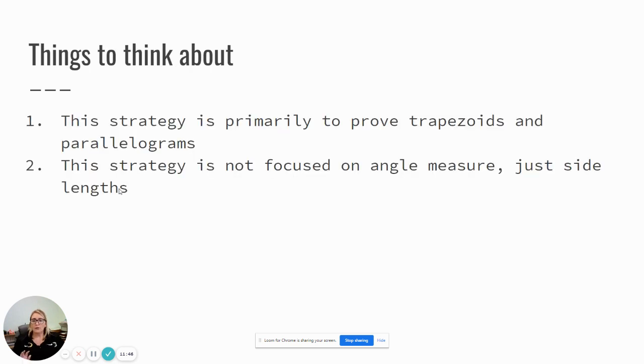Okay? All right, lastly, as you're going through this, the things you need to think about. This section is primarily about proving trapezoids and parallelograms, because trapezoids have a set of parallel lines. We have not talked about squares and rectangles because that is going to be dealing with angles. And right now we're just talking about sides being parallel. This strategy is not for angle measure, just side lengths. Tomorrow we will start talking about perpendicular slopes, and that does have to do with angle measure. So everything we've been talking about is parallel, parallel, parallel, and primarily for trapezoids and parallelograms.